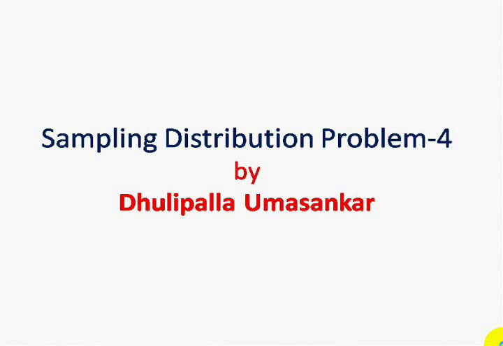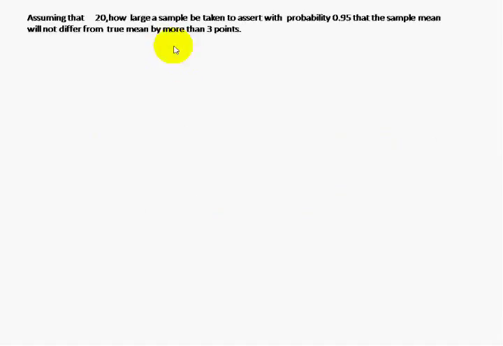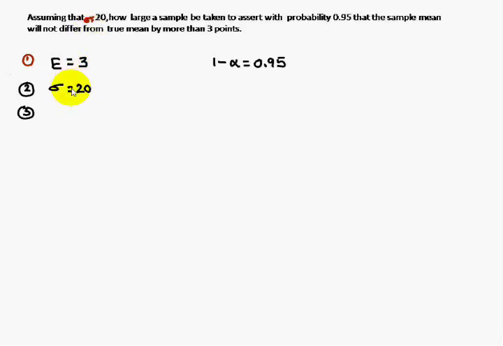Today we are going to discuss a sampling distribution problem. Assuming that standard deviation is equal to 20, how large a sample must be taken to assert with probability 0.95 that the sample mean will not differ from the true mean by more than 3 points? That means the error he has given is equal to 3. Next, sigma he has given is 20. Next, 1 minus alpha he has given as 0.95. From this you conclude the alpha value is 0.05.